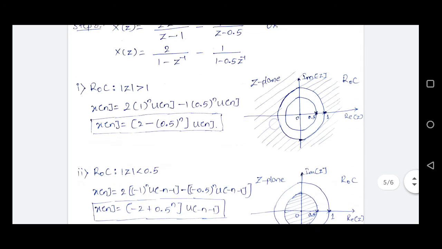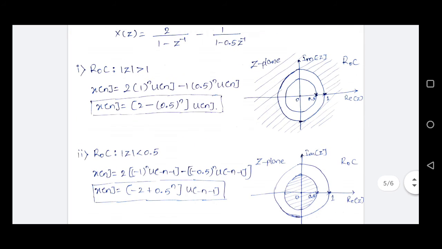For a left-sided sequence, the time domain representation of the given z transform, 2 divided by (1 minus z^-1) minus 1 divided by (1 minus 0.5 z^-1), will be minus 2 times 1^n u[-n-1] minus minus 0.5^n u[-n-1]. Taking u[-n-1] common, we can rewrite it as (minus 2 plus 0.5^n) u[-n-1].